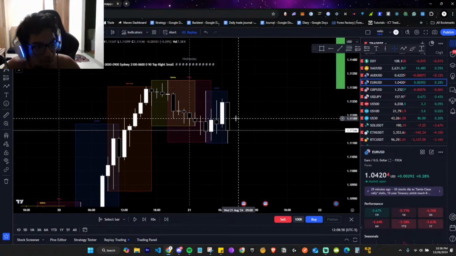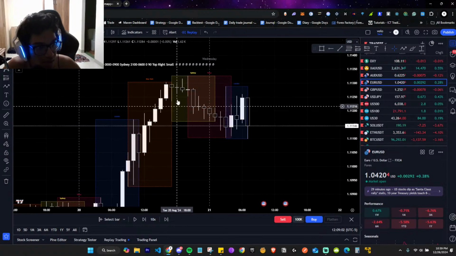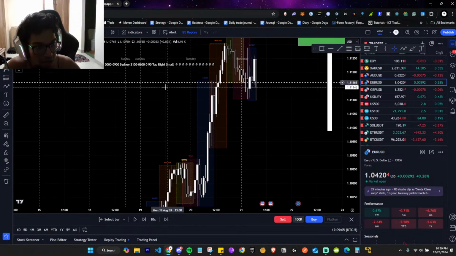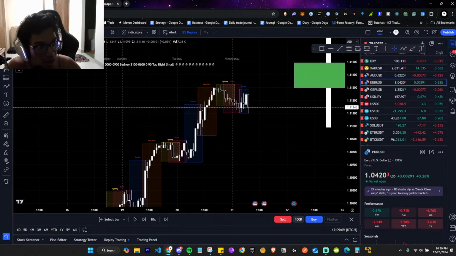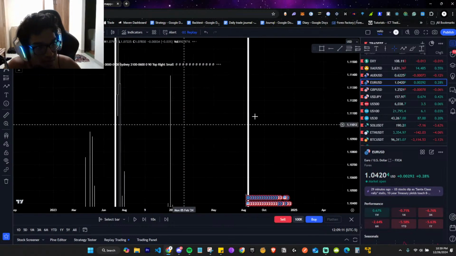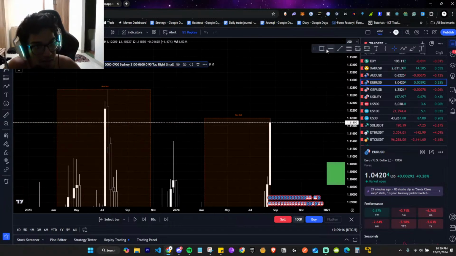So for instance, we have a fair value gap over here. But as you can see, we have a bunch of rejection wicks. I'm assuming this is coming off some sort of weekly level. Let's go to the weekly level. Pretty sure there's some sort of rejection at the top. Okay, it seems like there's no rejection on the top.